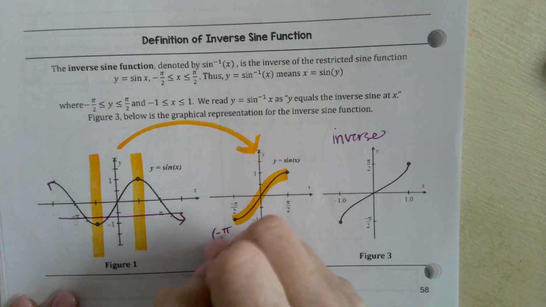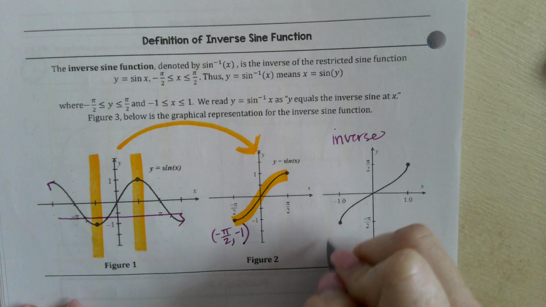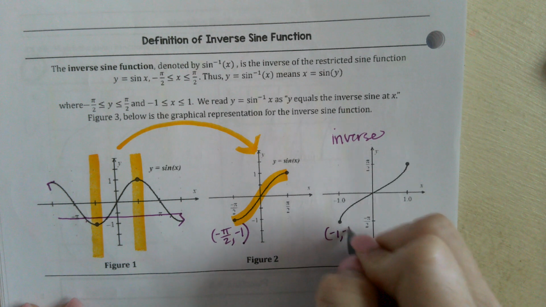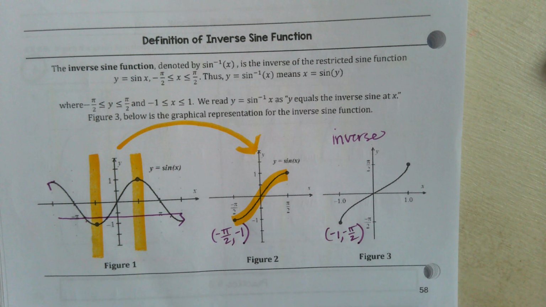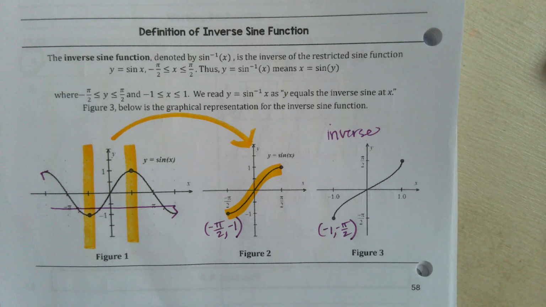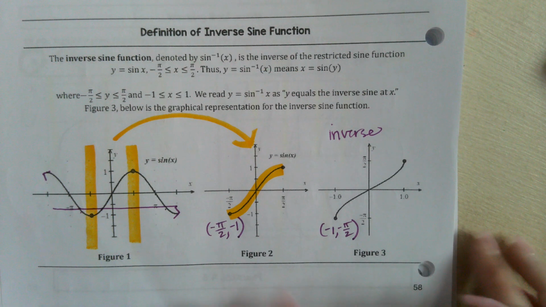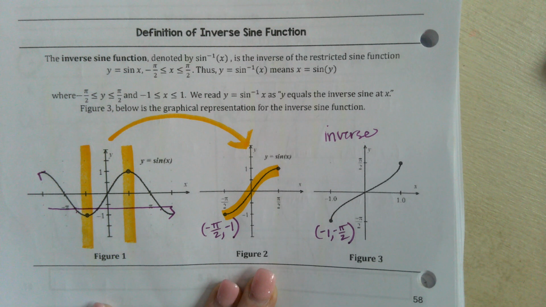I had the ordered pair negative pi over 2, negative 1. But notice what I have now. This is negative 1, negative pi over 2. What did I do with my x and y coordinate? You swap them. Didn't we do that with our functions, really with any kind of functions we were working with? We swap the x and the y, and we solve for the new y. So, I had to put a domain restriction on here so that I could make these calculations.